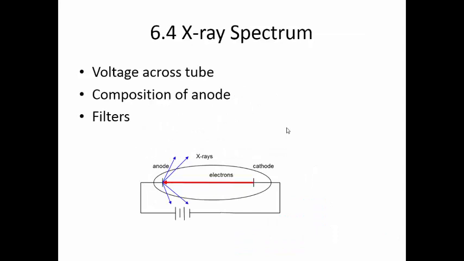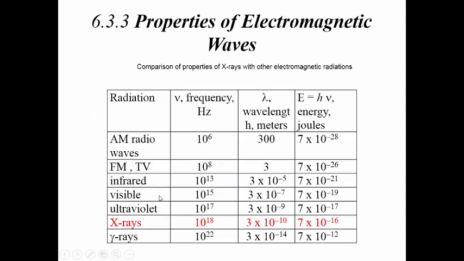Now, if we look at our Crookes tube, here we have our electrons. We're going to look at the voltage across the tube, the composition of the anode, and the filters. Now, first of all, the properties of the wavelengths.